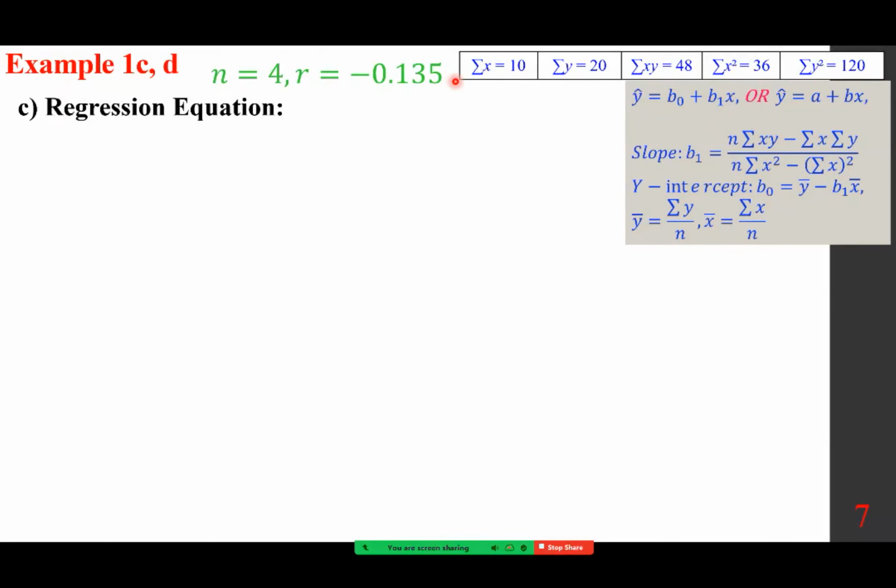We have all the values, everybody. So we have n, which is 4, times summation of xy, which is 48, minus summation of x times summation of y, 10 times 2. The bottom is n, which is 4, times summation of x squared, which is 36, minus summation of x, 10, squared. So I use this formula and I calculate b1.